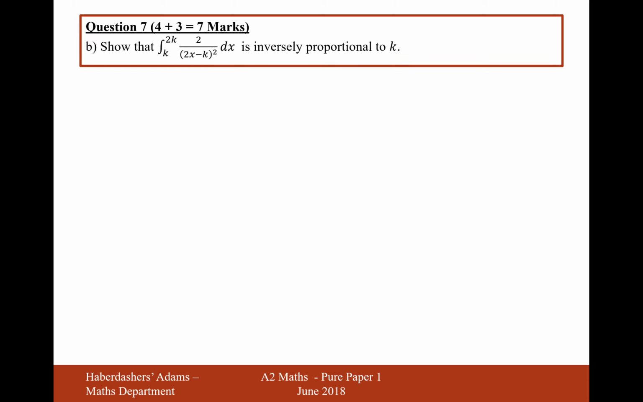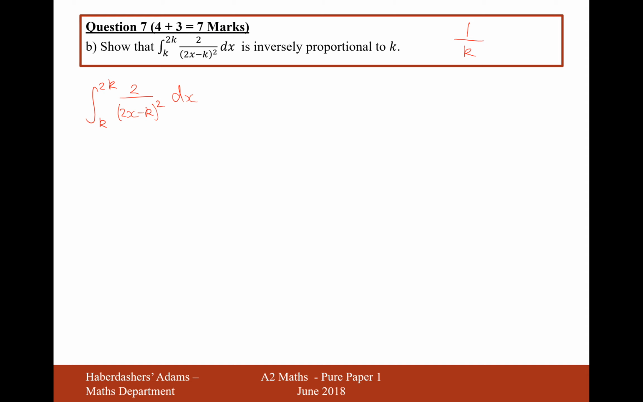Then moving on to part B, show that the integral from k to 2k of 2 over 2x minus k all being squared dx is inversely proportional to k. So there's going to be some division of k. k is going to appear somewhere on the bottom of a fraction. That's what it means to be inversely proportional to k. So let's work out what we're going to now do. It's going to be the integral from k up to 2k of 2 over 2x minus k all squared dx.